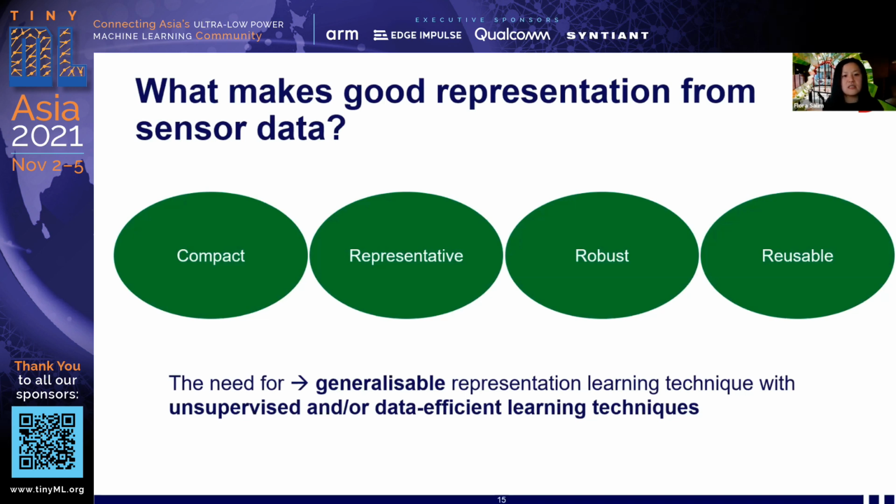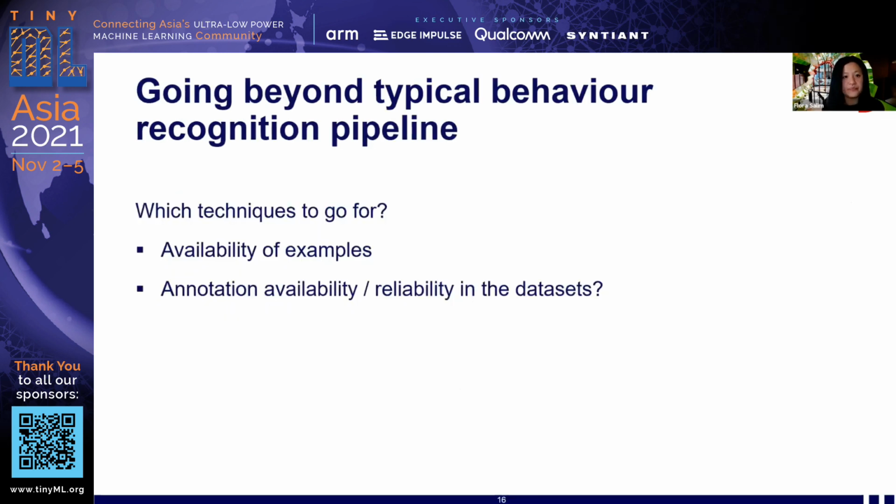So there's a need for generalizable representation learning techniques with unsupervised and data efficient learning. I'm really grateful that I managed to watch the first talk today, which talked a lot more about efficient machine learning. But here my focus is on data efficient learning, which is different. It's about how much labeled data is actually required to train a model, and what sort of approaches we need to choose. It all depends on a couple of things: how many examples you have, whether you have annotations in the datasets, and how reliable they are.